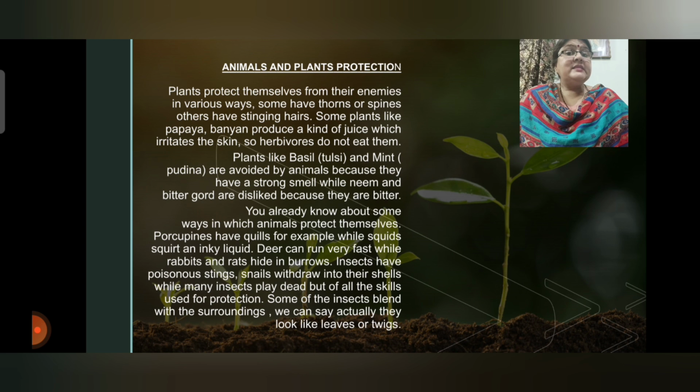Many insects play dead, but all these skills are used for protection only, because they want to protect themselves from their enemies. Some of the insects blend with the surroundings. We can say they actually look like leaves or twigs. So everything is for protection. Whatever they do, they want to protect themselves.